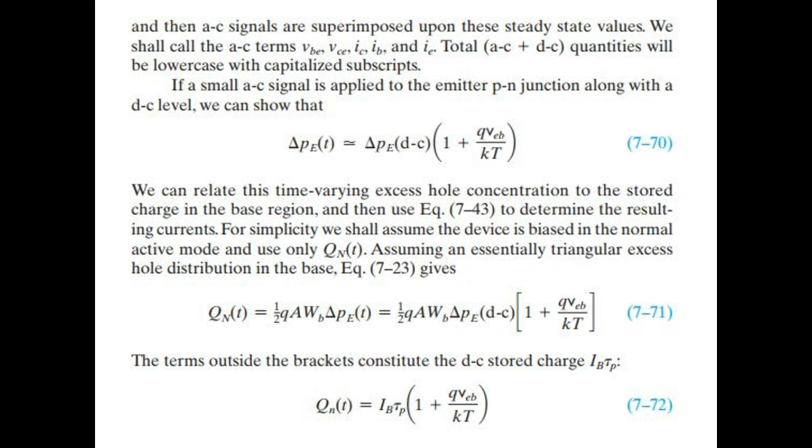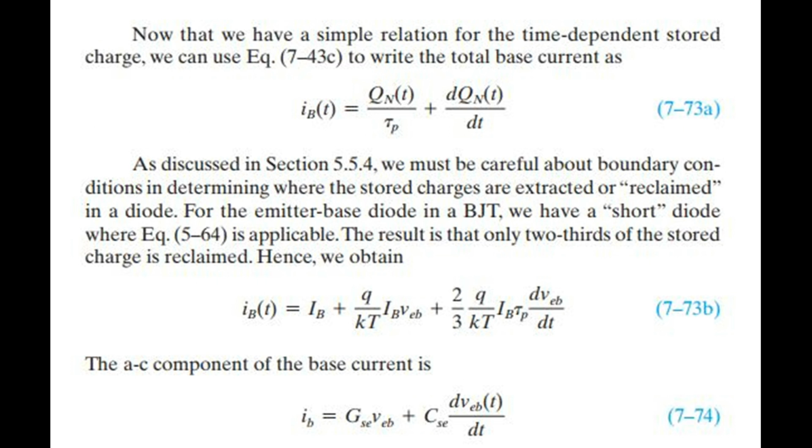For simplicity we shall assume the device is biased in the normal active mode and use only Q_N, T. Assuming an essentially triangular excess hole distribution in the base, Eq. 7-23 gives the stored charge. The terms outside the brackets constitute the DC stored charge, I_B t_p. Now that we have a simple relation for the time-dependent stored charge, we can use Eq. 7-43c to write the total base current. As discussed in Section 5.5.4, we must be careful about boundary conditions in determining where the stored charges are extracted or reclaimed in a diode.